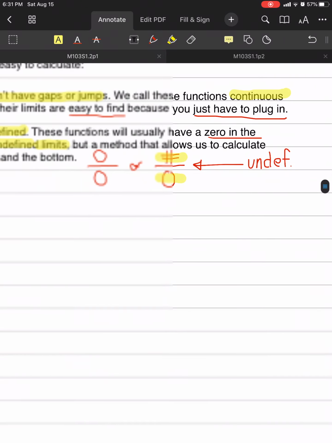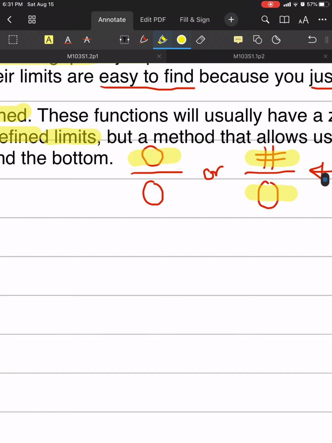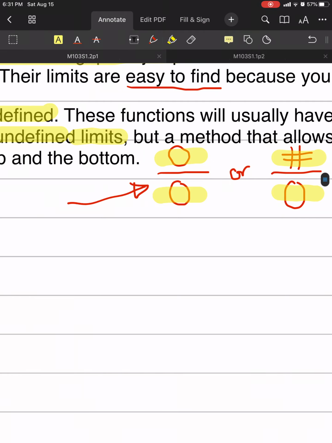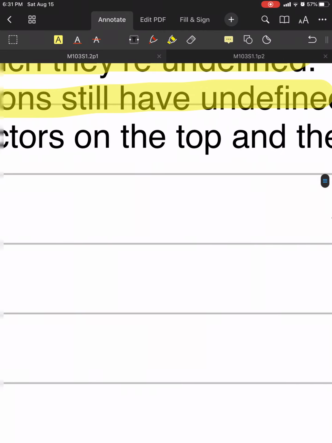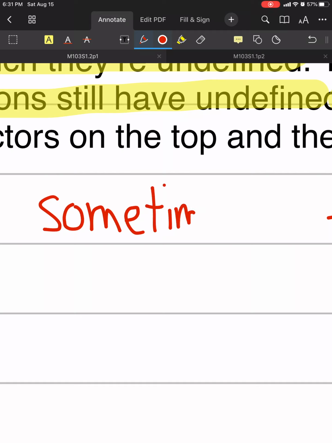Okay. This first one, on the other hand, sometimes is defined. It depends, though. Let me point this out here. Sometimes this one is defined. In other words, sometimes this exists.